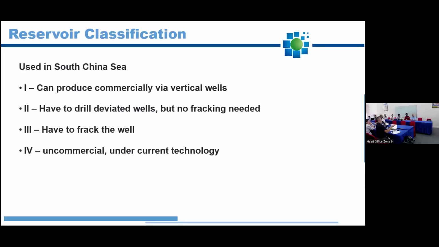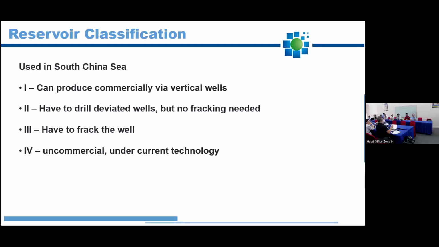Type 1, the best one, can produce commercially by vertical well, which means the reservoir is very good. For this formation, with a permeability of 50 millidarcy, I can develop by vertical well. The second is where a vertical well is not going to be good enough. You have to drill deviated wells, but no fracking needed.